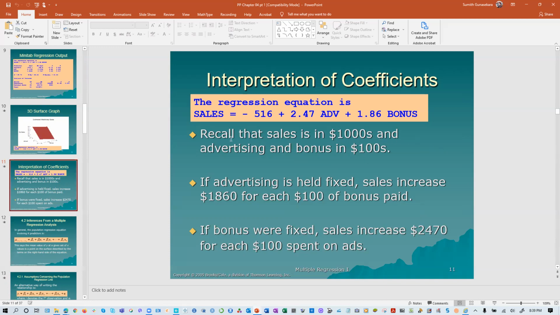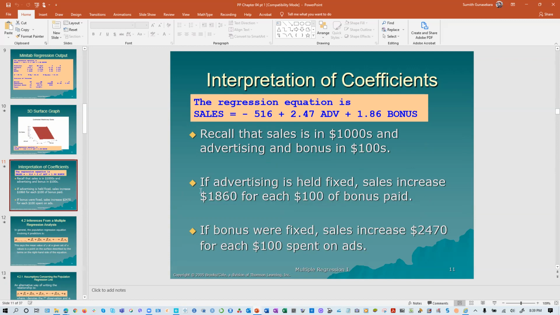On the other hand, recall that the sales are in thousands and the advertising and bonus are in hundreds. So whenever we have a value, sales should be multiplied by 1,000, and these numbers should be multiplied by 100. If advertising is held fixed, sales increase 1,864 for each $100 bonus paid.